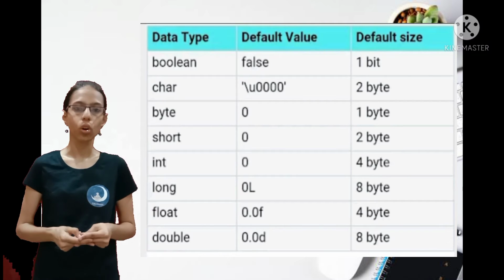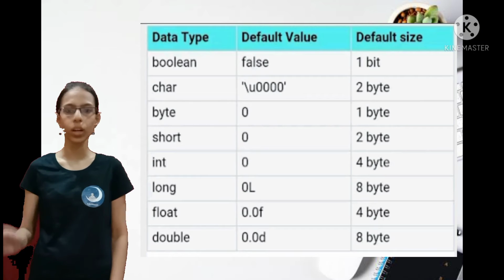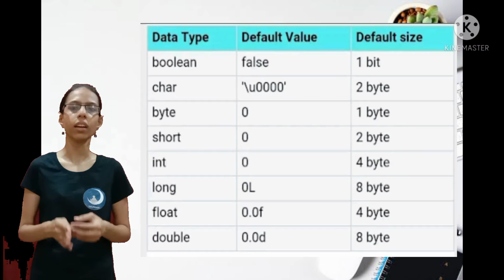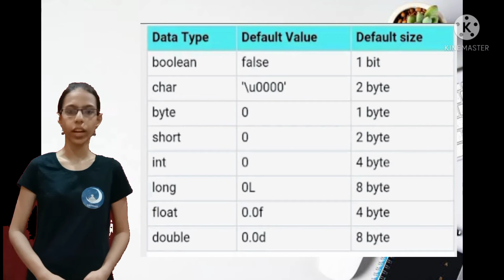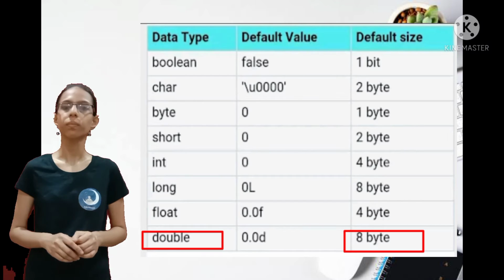Then next coming to float. Float values are nothing but they accept the decimal point values. Like suppose fractions 0.5, 0.85, and these are all fractions. And it occupies 4 bytes of data. And next is double. It occupies 8 bytes of data.